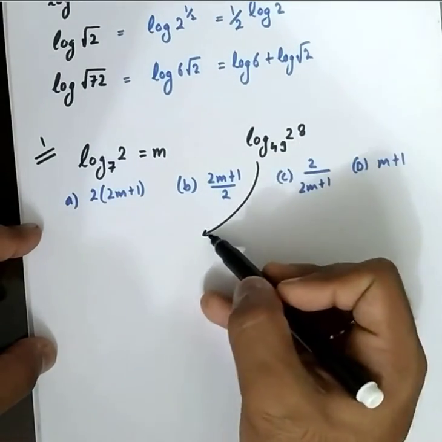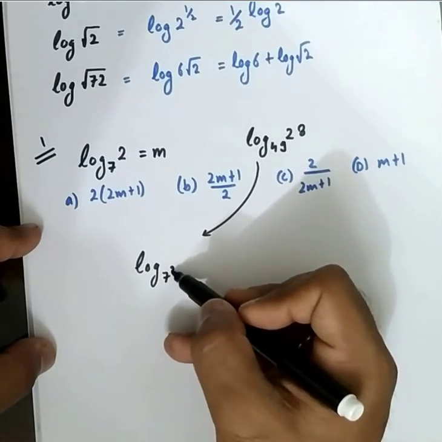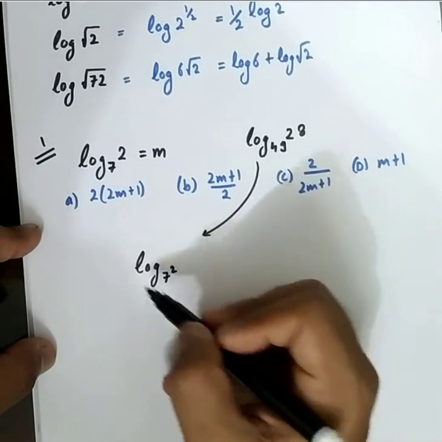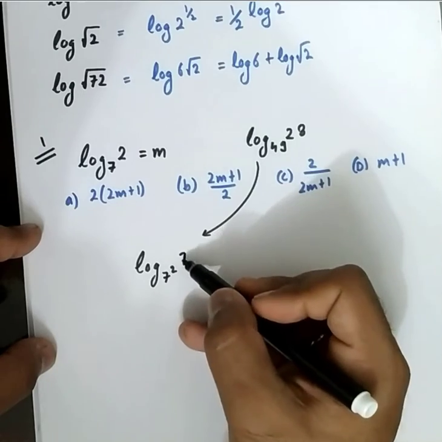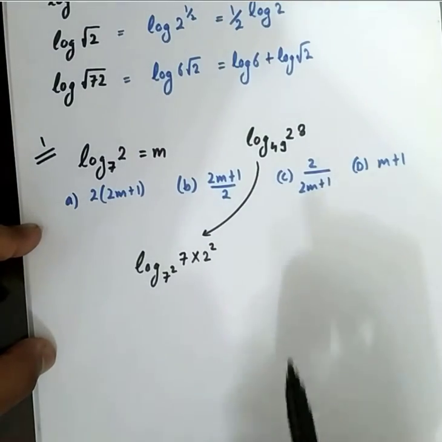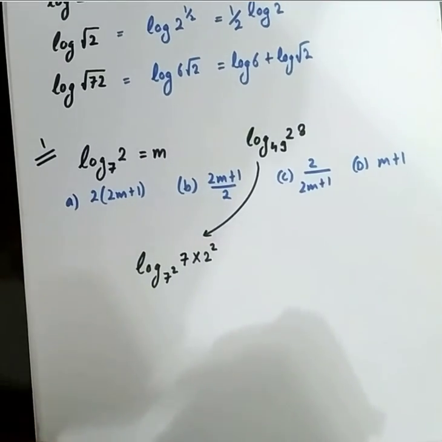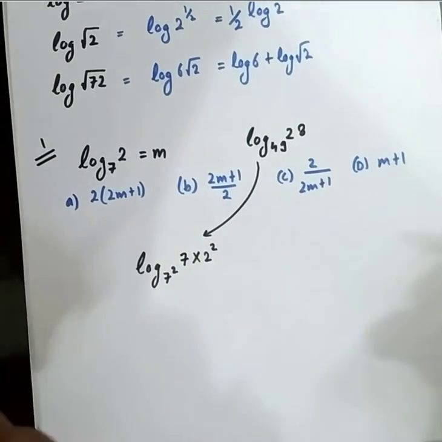So let's write it down as log 7 square, because I'm interested in 7. This 2 I will take away. 28 can also be written as 7 multiplied by 2 square. So instead of 28 and 49, I see all 2 and 7s, which was given to me something like this. So that's why my aim was to convert this into 2 and 7s. Now I can deal with this.